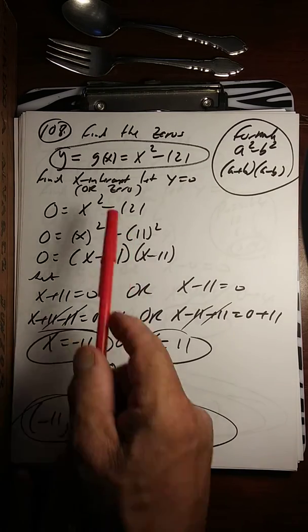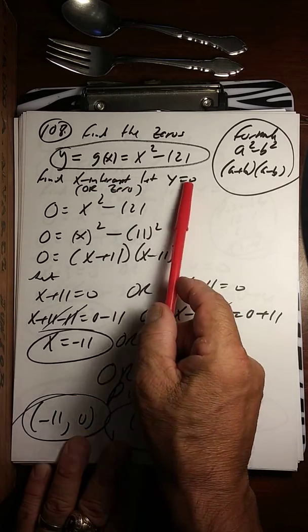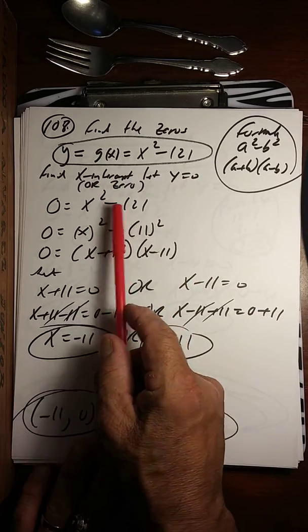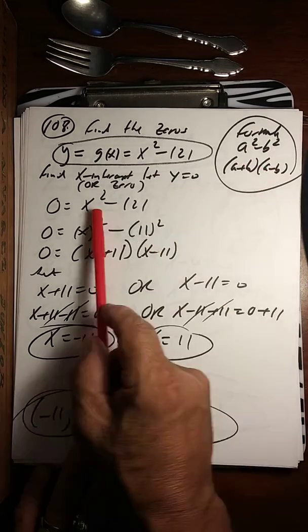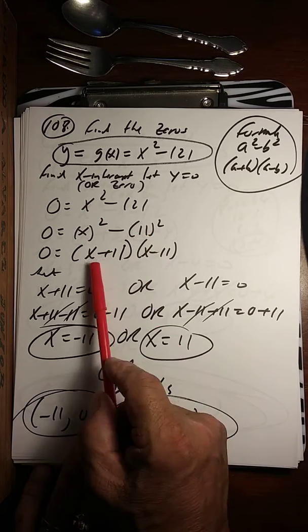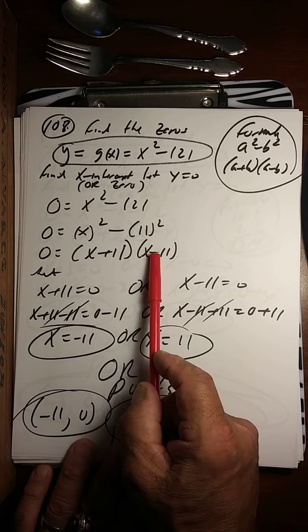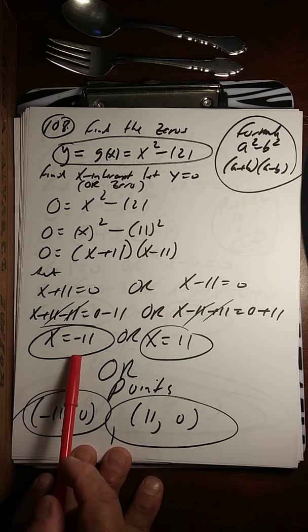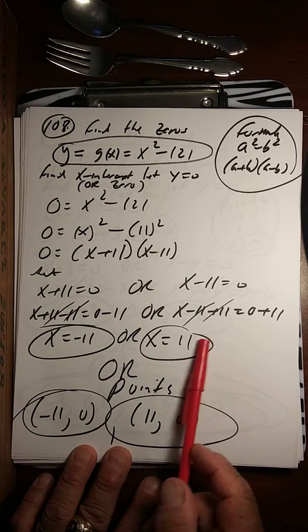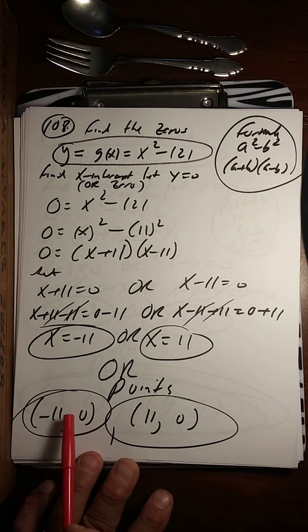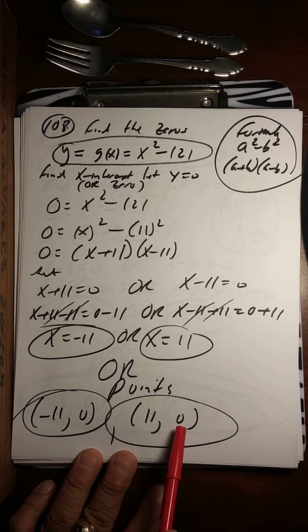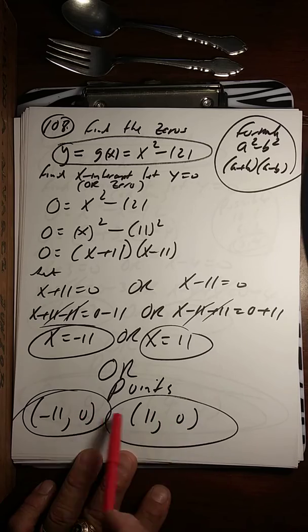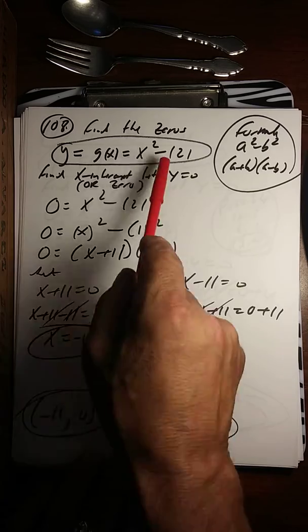Find the zeros. Find the x-intercept, let y equal 0. So this is a difference of squares, a squared minus b squared, so that's going to be x squared minus 11 squared: x plus 11, x minus 11. So from there, we get x plus 11 is 0, x minus 11 is 0. So x is negative 11, or x is plus 11. So we have negative 11, 0 and 11, 0. Those are the two points, the intercepts, or the zeros of that.